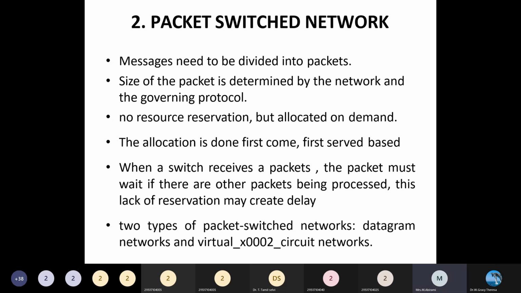So the packet switched network. In packet switching networks, the messages are divided into packets. We have to send n number of messages, that is called data. All the very long messages are divided into packets.